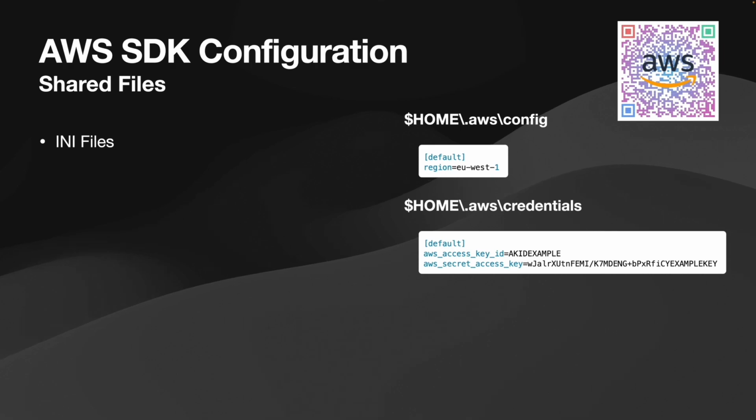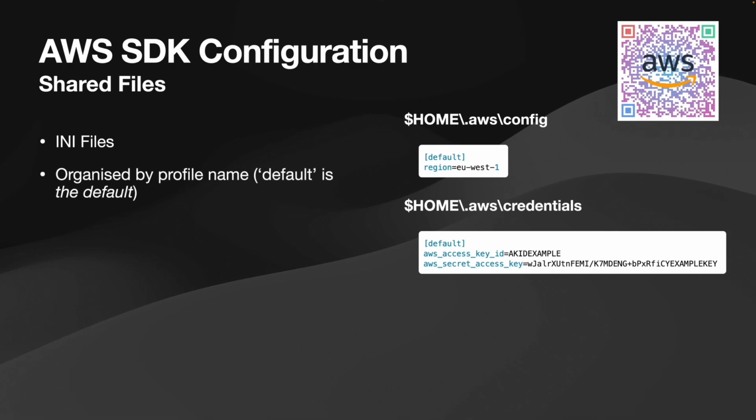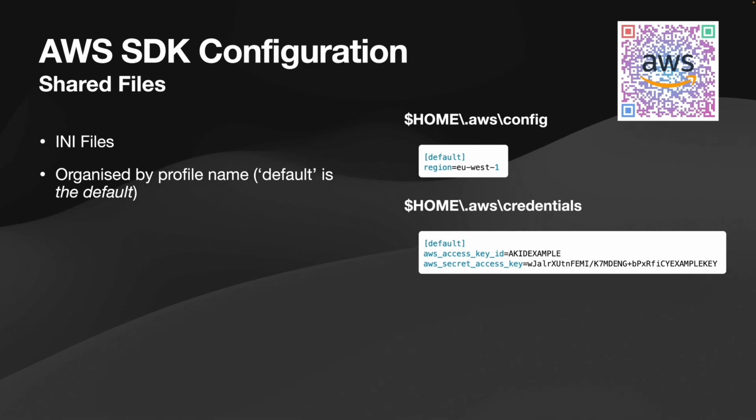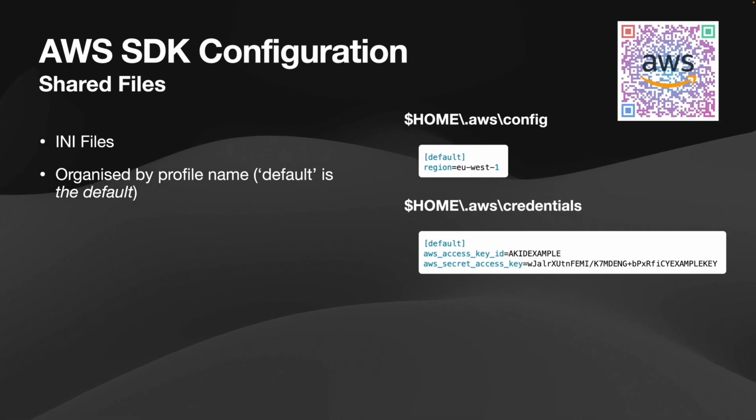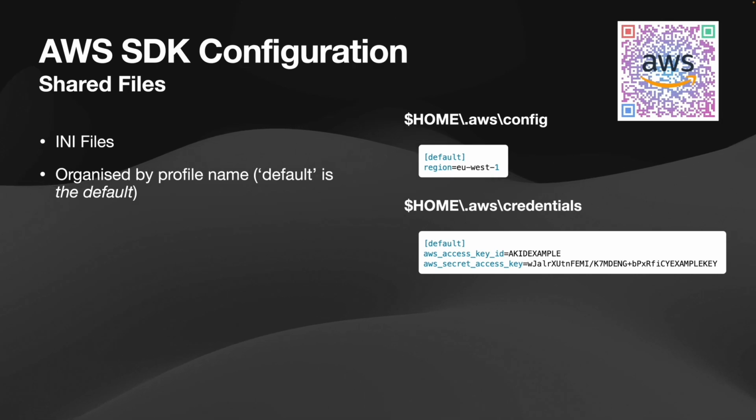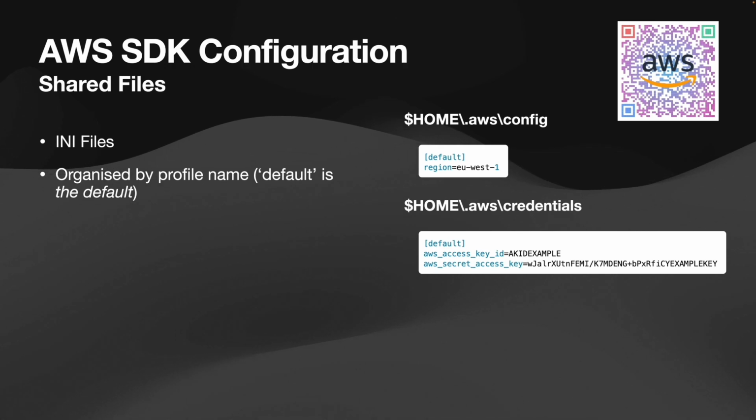In here, you will see things like a region. So here we're seeing that in the default profile, and I will point out that these configurations are organized by profiles, and default is the default. If you don't specify a profile that you want to use, then it will load this default profile. In this case, region is being configured to communicate to EU West 1, so the SDK will use services in that region. That's Dublin, Ireland, for anyone who's not familiar with all of the region names.